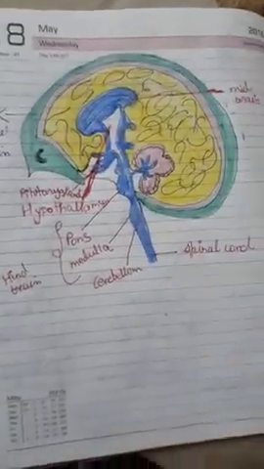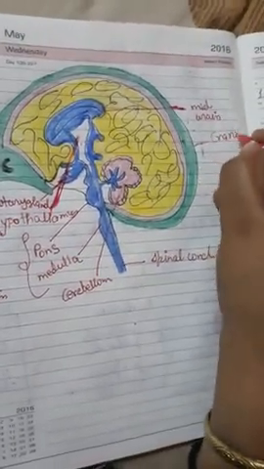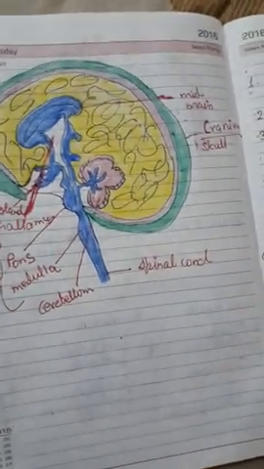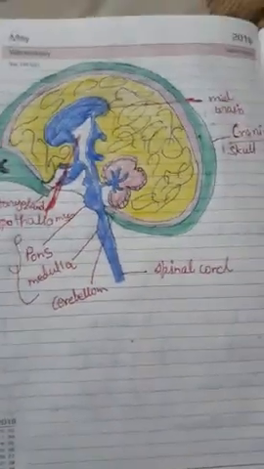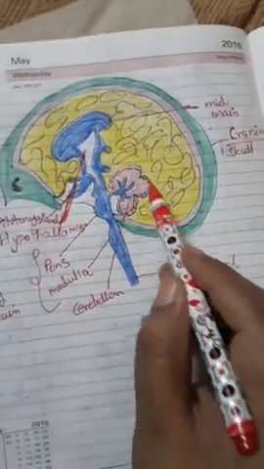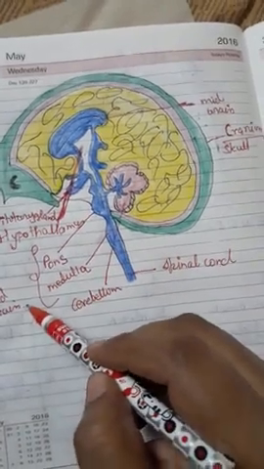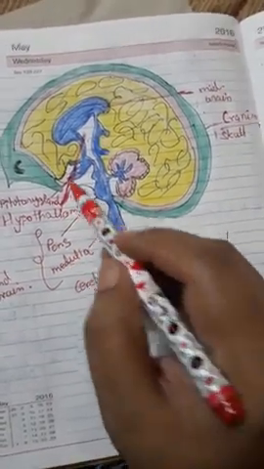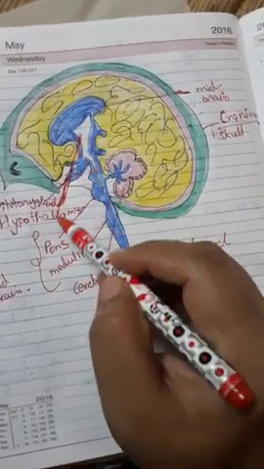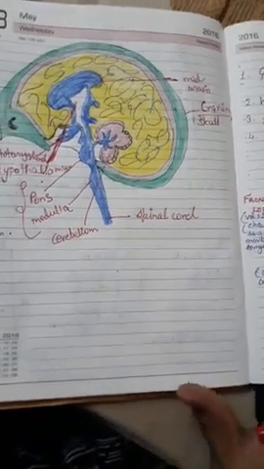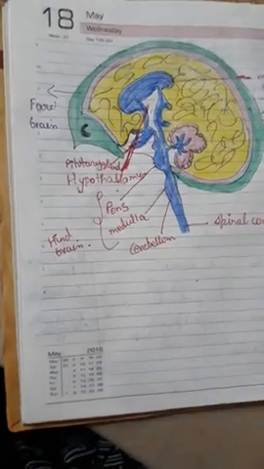Now let us see the other part. This whole brain is protected by a tough layer, and this tough layer is called the cranium, or you can also call it the skull. So your forebrain is the entire yellow section. This part is your hindbrain, and this part is your midbrain. This is pons, this is medulla. Here you can see the pituitary gland, and this one is the hypothalamus.